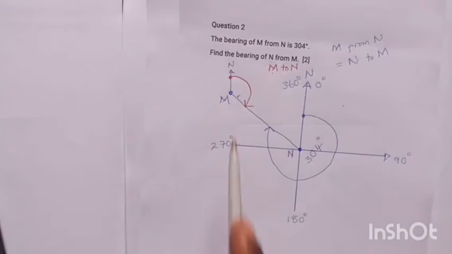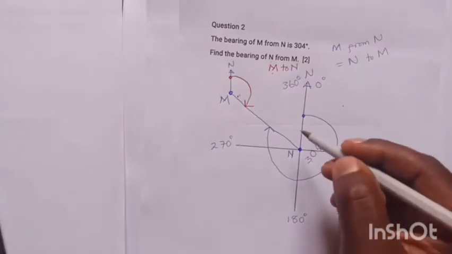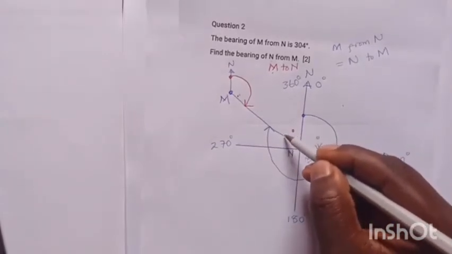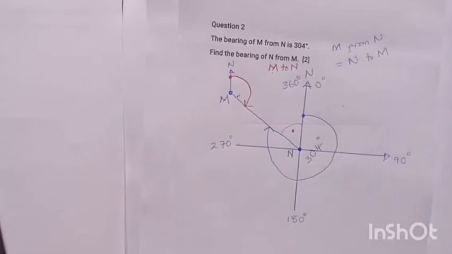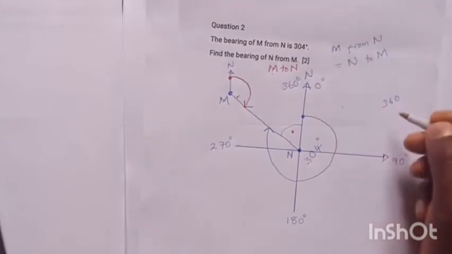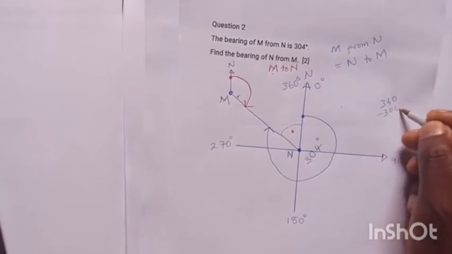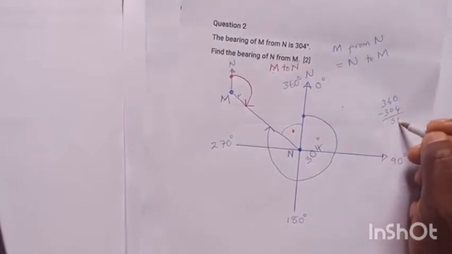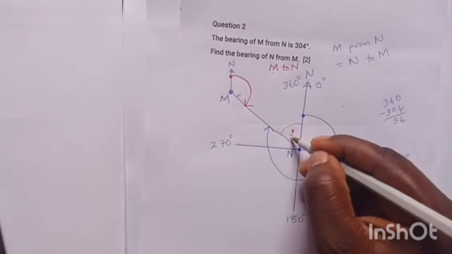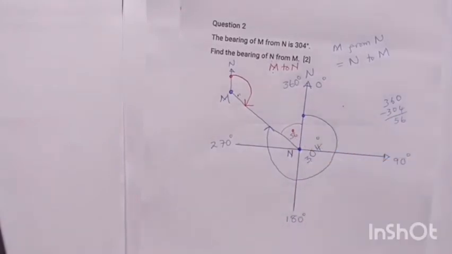So for us to calculate this bearing, we need to first of all identify this inner angle at point N using the theory of complete revolution, which says that 304 and this angle add up to 360. So 360 minus 304 gives you 56. So we have got 56 degrees there.